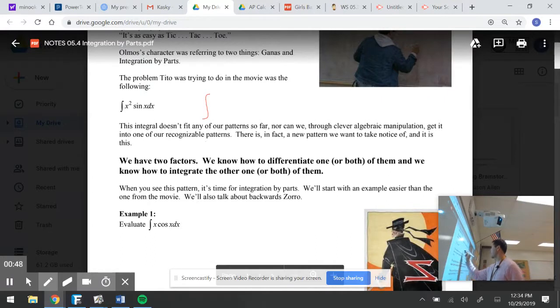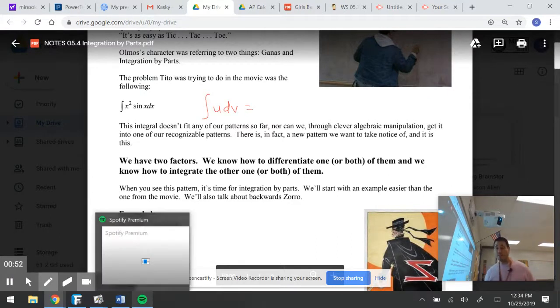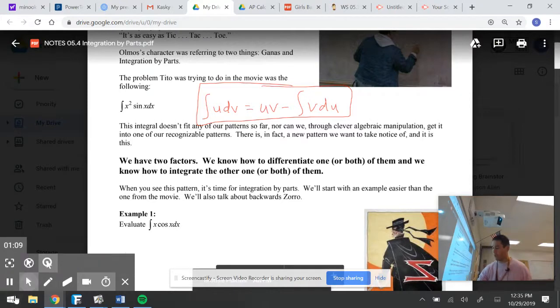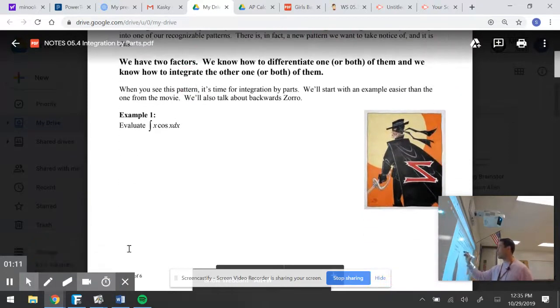Let's say we have the integral of u dv. What the heck is that about? Well, it's like we do a little u with a v sub. That's actually kind of what it is, okay? And that is equal to u times v minus the integral of v du, okay? Memorize, memorize, memorize, okay? And then we're going to backwards Zorro this thing.